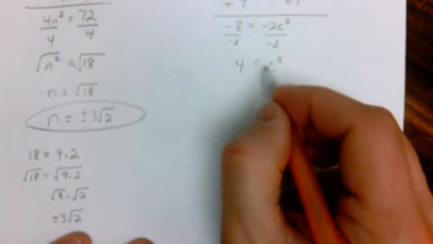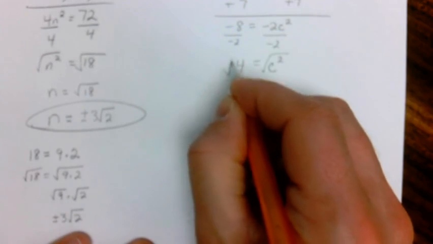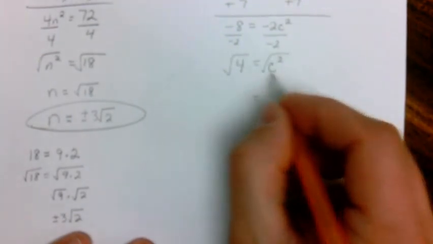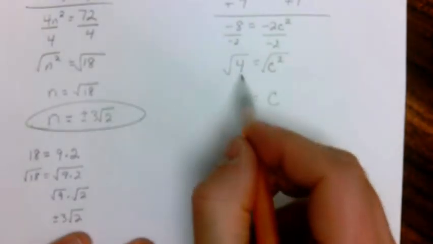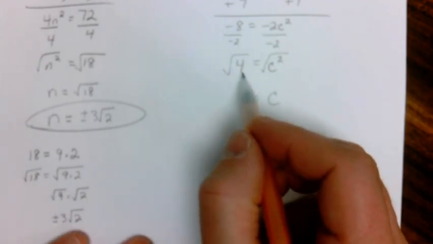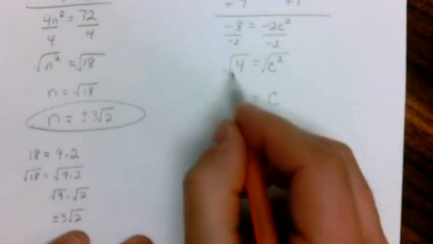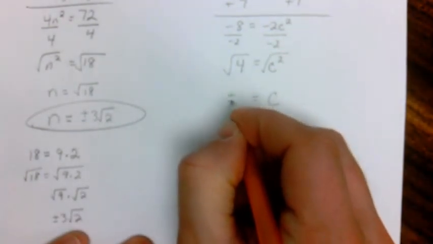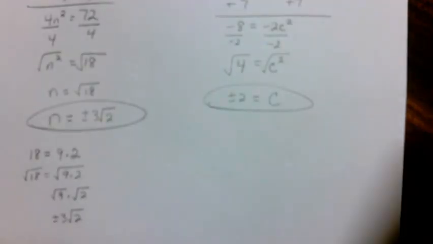c squared. And now to figure out the value of c, I have to take the square root on each side. The square root of c squared is c, and the square root of 4, well, 4 is a perfect square, so this is nice. I'm not going to have to write my answer in simplest radical form like I did over here. The square root of 4 is positive or negative 2. C equals plus or minus 2.